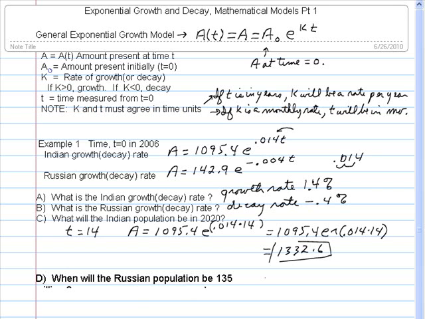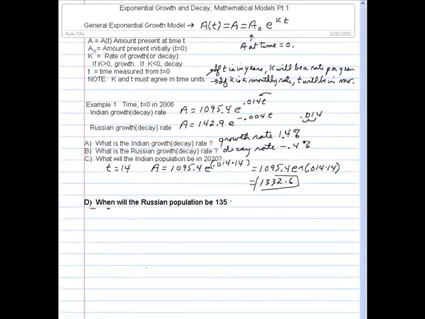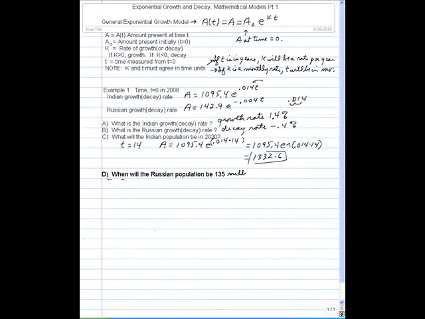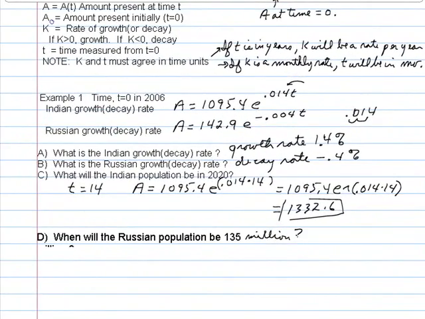It says when will the Russian population be 135, and this is supposed to say million, so I'll just add it on here. When will the Russian population be 135 million? Now note that initially the Russian population is 142.9 million. And that's in the year 2006.